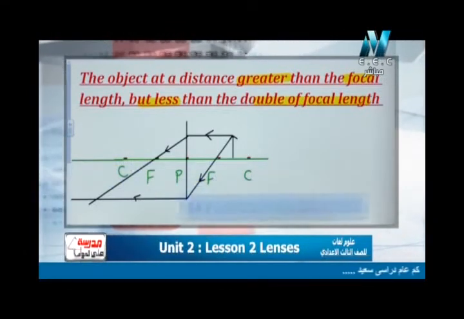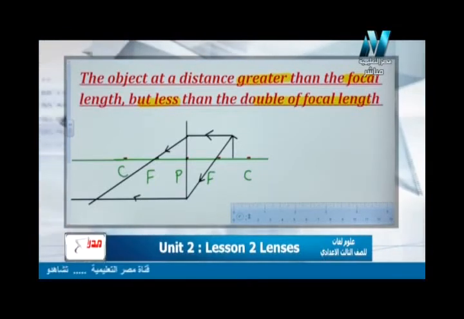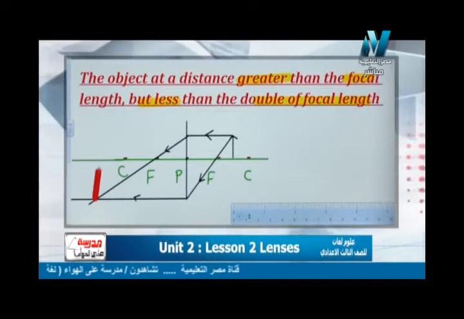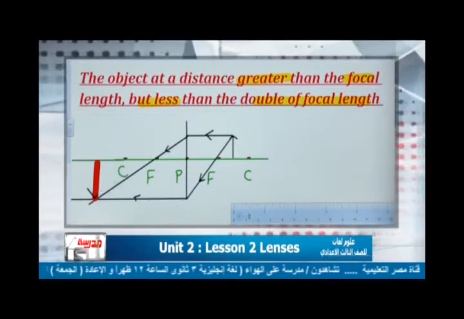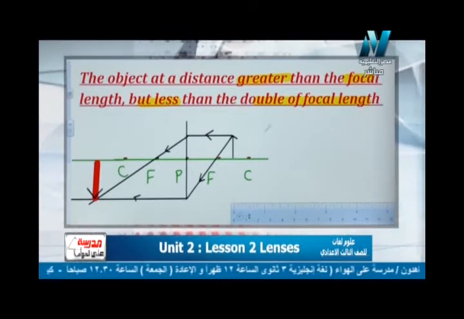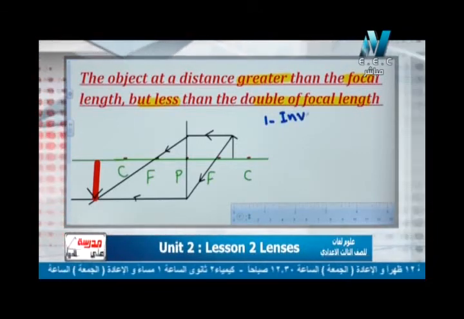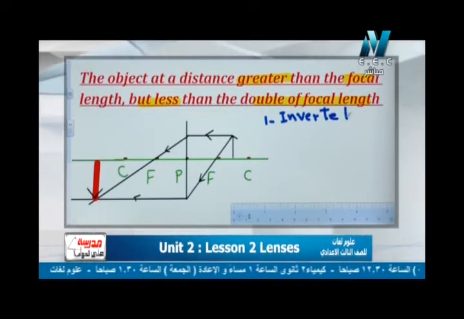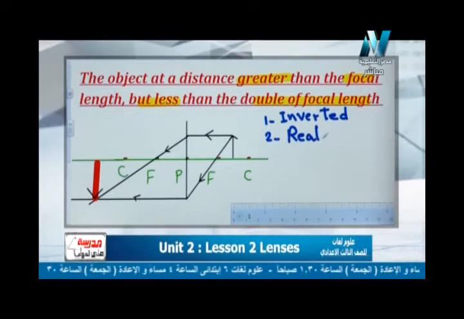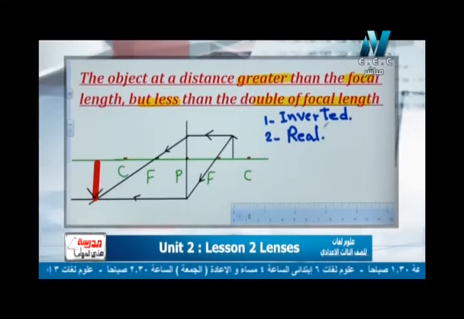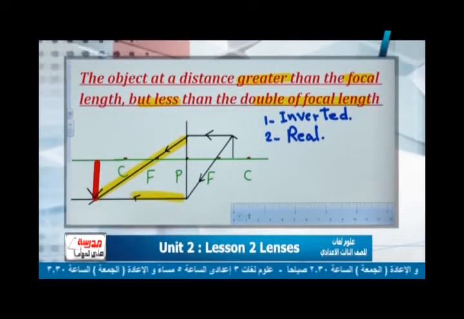Then we have here this point, we have what? The image. As the point of intersection, the image is here as you see. The image is as we can see. Number one, the image is inverted, upside down. Number two is real. Why? Because it can be received on the screen and is formed due to the intersection of refracted rays.